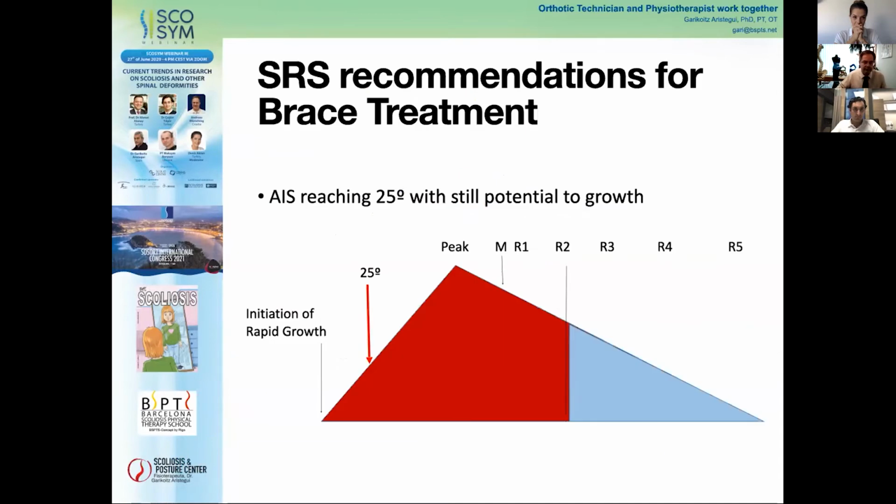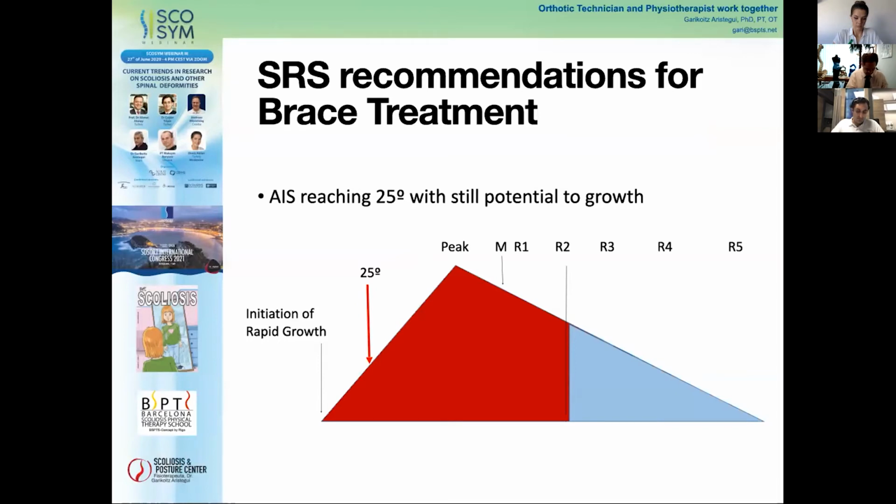But to do this, we need to know that we have some therapeutic window. And this therapeutic window came from the SRS recommendation for brace treatment. Adolescent idiopathic scoliosis that reaches 25 degrees with still potential to grow, we must work with the brace.